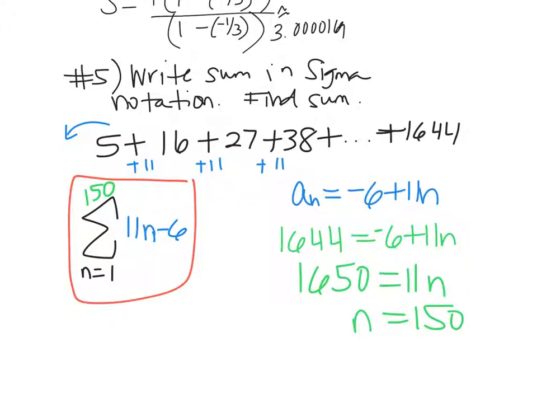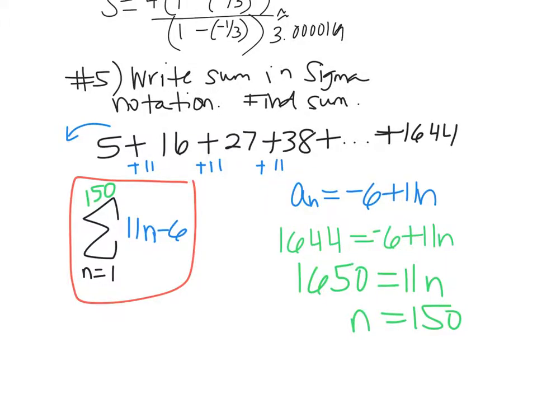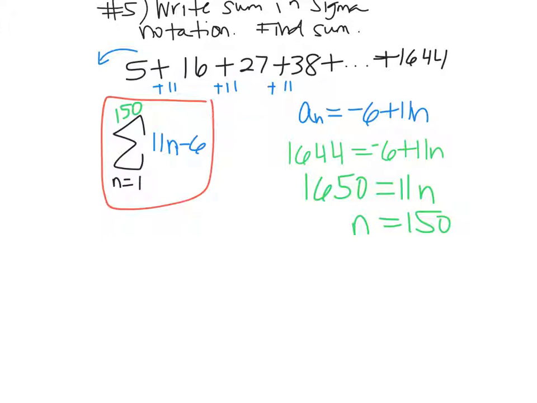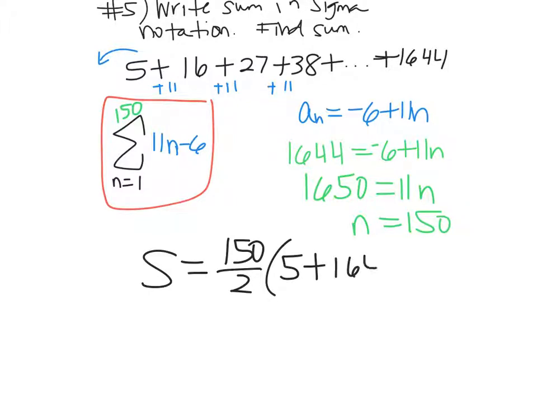Do you have the cool thing on your calculator where you can do it? Okay, go for it. I don't mind. If you don't, that's okay too. The sum would be, I have 150 numbers over 2. First number's 5, last number is 1644. 150 over 2 times 5 plus 1644. That's 123,675. There you go. Okay, let's do one last one.